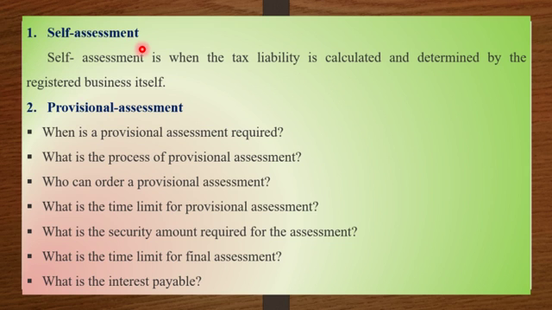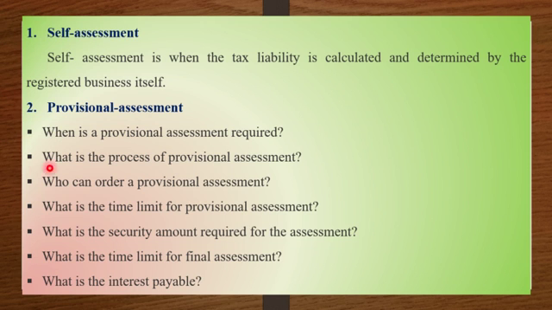Now, second is provisional assessment. As per the provisions of section 60, read with rule 98 of the CGST Rules 2017, provisional assessment is applicable in certain situations. Let's understand the concept of this assessment. We can see 7 situations are given. So, first is, when is a provisional assessment required? A provisional assessment is required when the assessee is unable to calculate the value of goods, services, or both goods and services, or the tax rate which is applicable on the goods and services supplied.